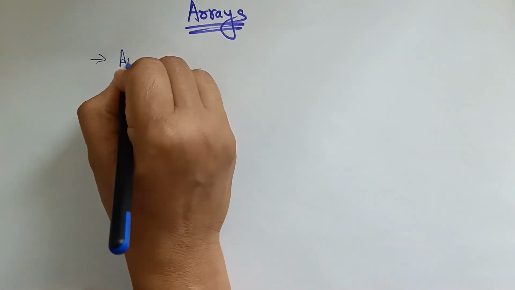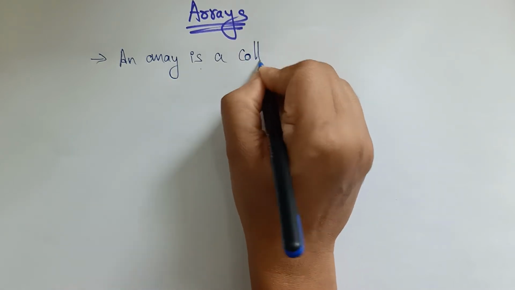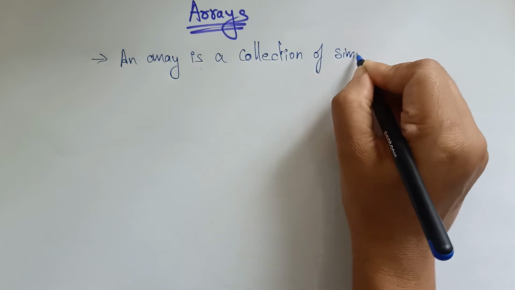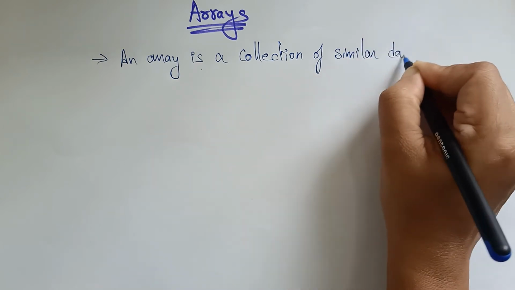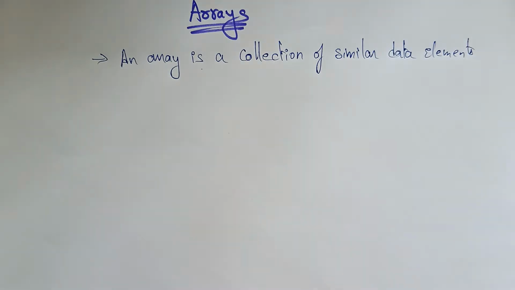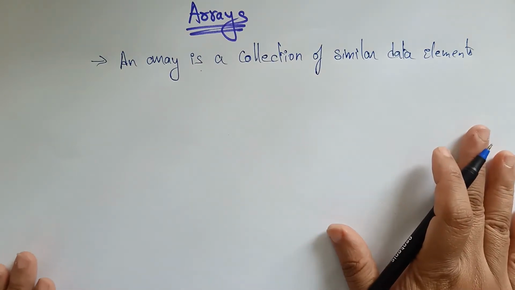An array is a collection of similar data elements. So if student is an array name, there are so many students present in a class. So it's a collection of similar data elements. All are students only, which are related to a class. Okay, so an array is a collection of similar data elements.